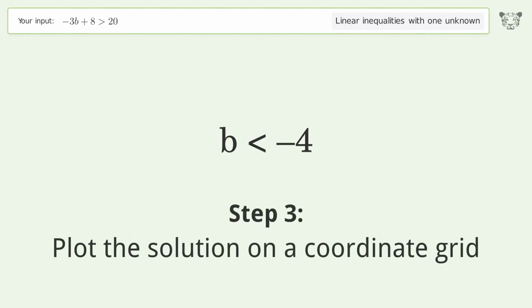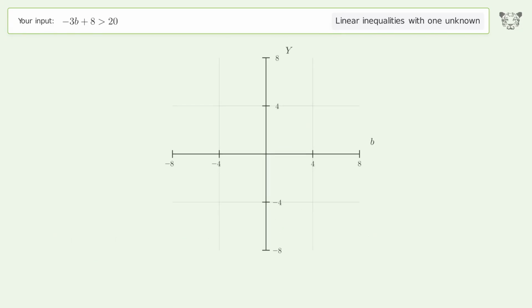Plot the solution on a coordinate grid. And so the final result is b smaller than -4.